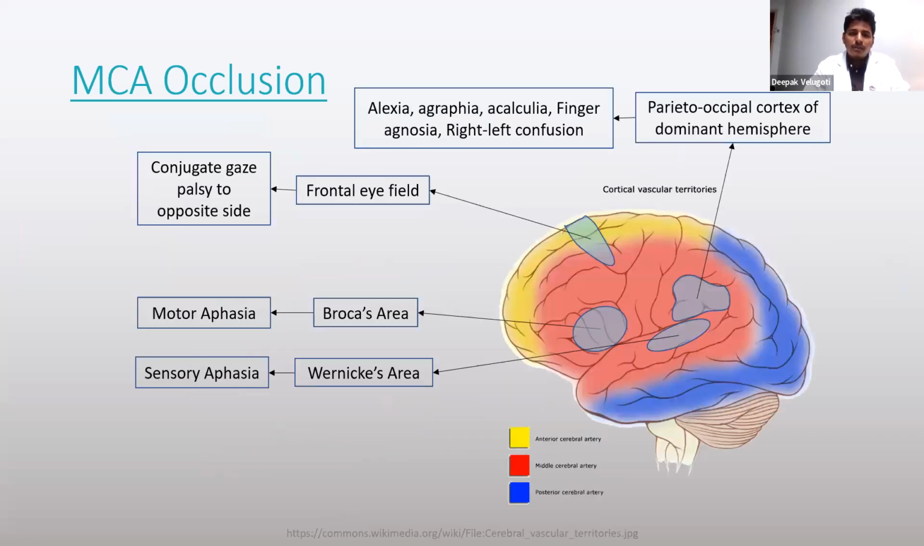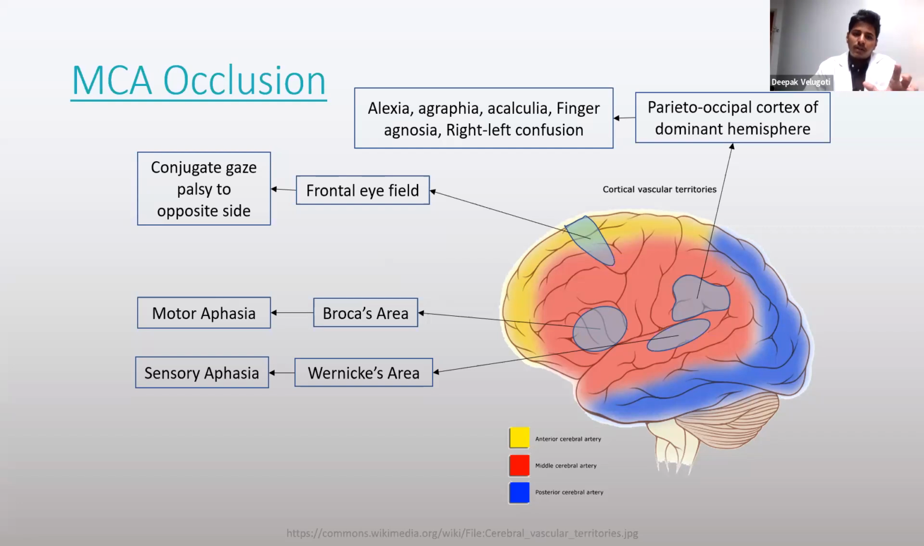The other areas over the superolateral surface of the brain that get involved in middle cerebral artery occlusion are the speech areas. In Broca's area, the patient develops motor aphasia, where the patient is able to comprehend the language and understand what's written on paper, but is not able to speak out properly. In Wernicke's area, the patient develops sensory aphasia, where the patient is unable to comprehend the language and unable to read what is on paper. They have fluent speech.